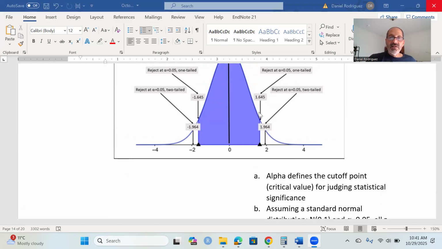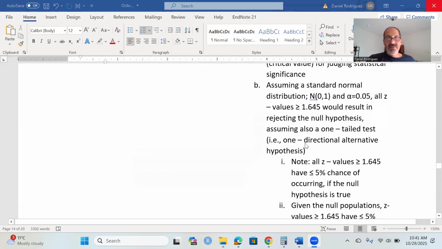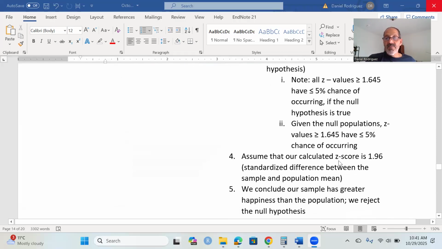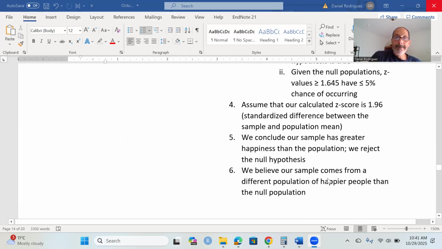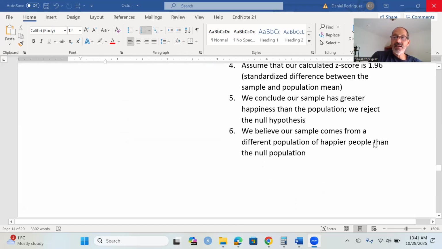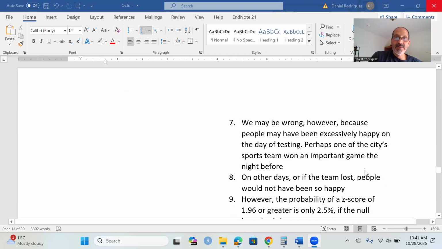If we set our alpha at 0.05, we said we'd reject the null hypothesis if our probability, our p-value, the probability of our observed result or larger, was less than or equal to 0.05. 2.5% is less than or equal to 0.05, so we can reject the null hypothesis that our sample is equally happy as the population. So we have a sample that's happier. So we believe our sample comes from a happier population than a null population.